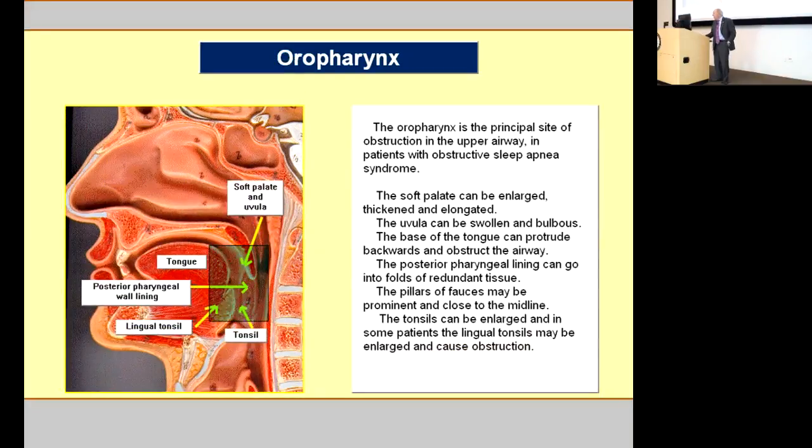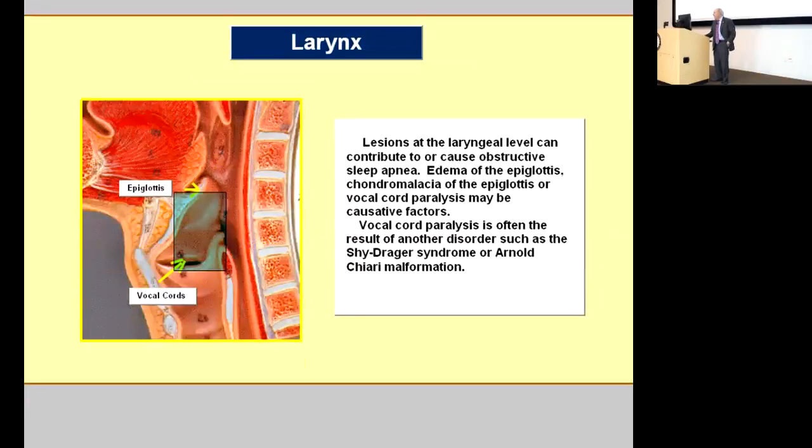The oropharynx, it's usually the tongue and soft palate, and that relates to where people try to do surgery to remove the soft palate and so on. And that's in the handout too. And then in the larynx, anything that enlarges or interferes with normal motion of the epiglottis, or vocal cord paralysis and so on, can cause obstruction. Because this disease is a form of obstruction.